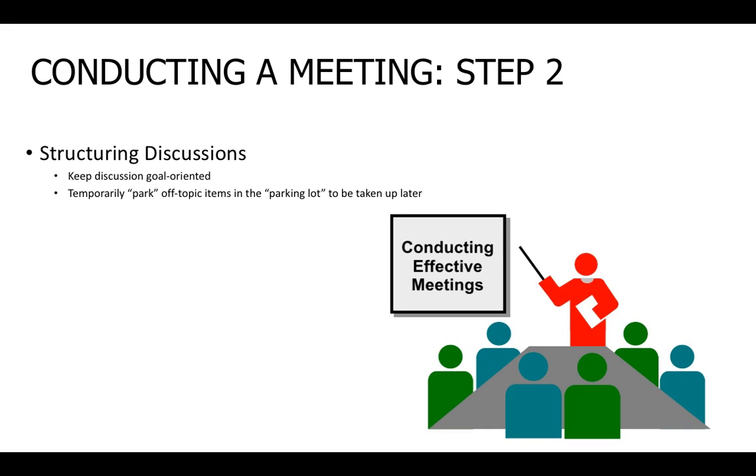You take your keys with you, do what you need to do, and come back and pick it up later. That's what you can do in a meeting. Park off-topic items or topics that don't need to be discussed immediately in a parking lot and pick them back up later. Then use summaries to help make clear transitions.